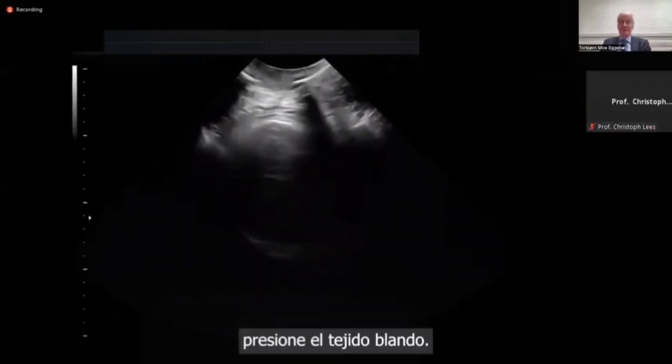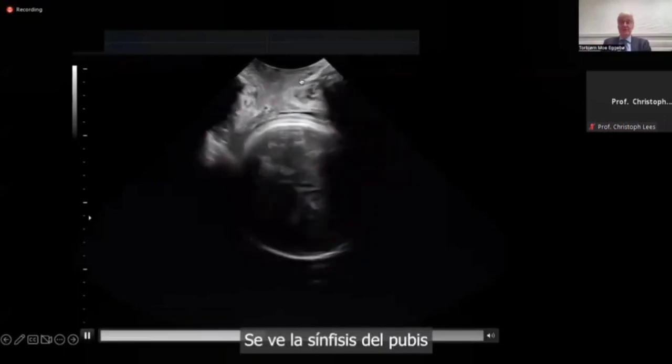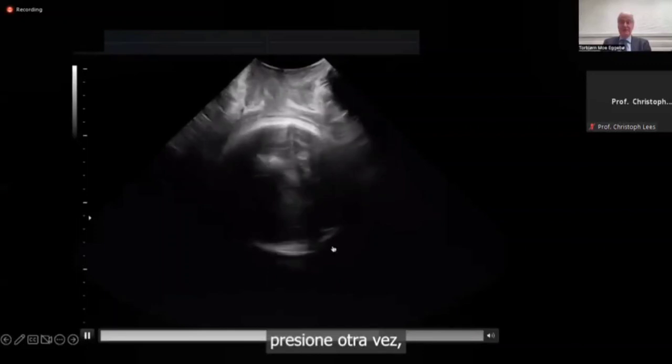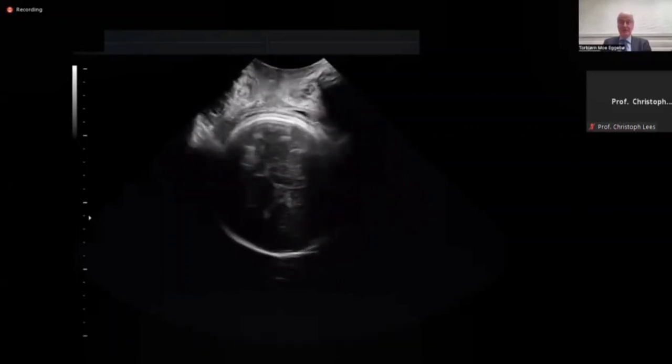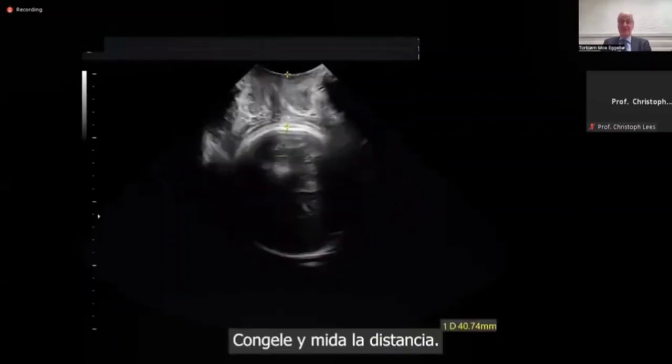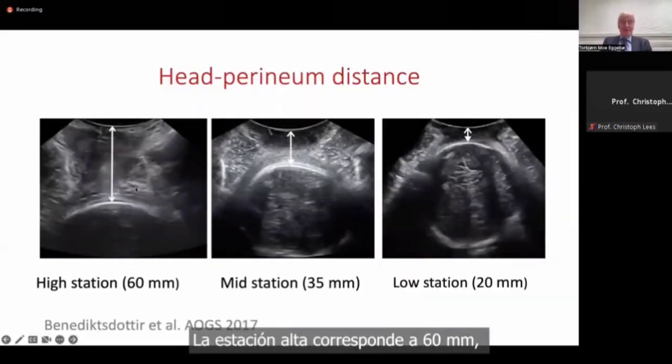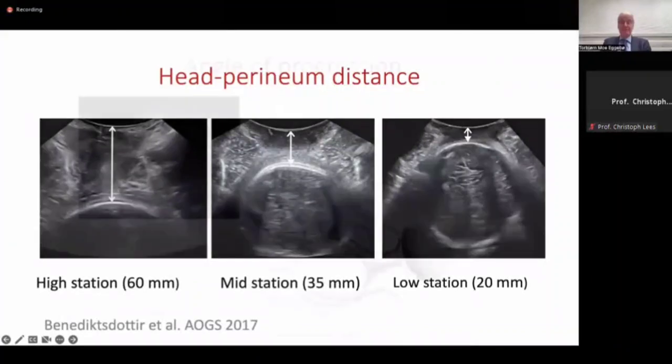Illustrated here, compressing the soft tissue, you can see the symphysis pubis, relaxing again, compressing again. Now I cannot come closer. I freeze and measure the distance. High station corresponds to 60 millimeter, mid station 35 millimeter, low station 20 millimeter.